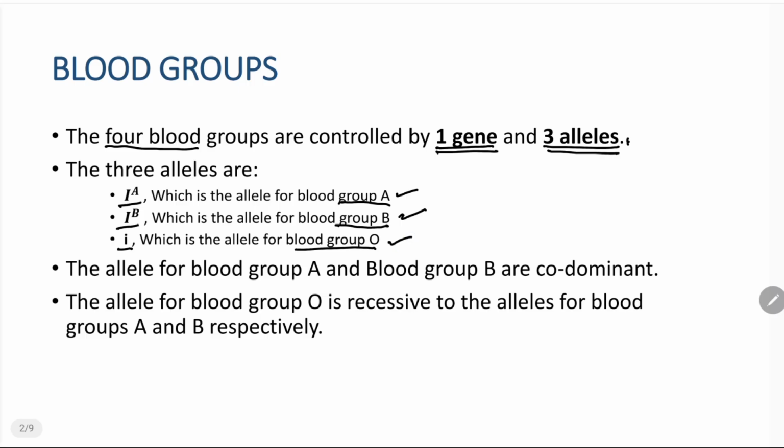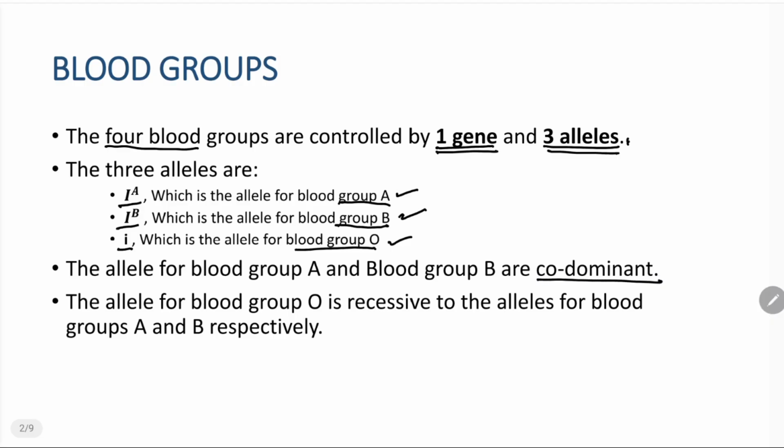What we can note here is that the allele for blood group O, which is small letter I, is recessive to the allele for blood group A. It is also recessive to the allele for blood group B, right? So the allele for blood group A is dominant over the allele for blood group O. The allele for blood group B is also dominant over the allele for blood group O. But the alleles for blood group A and the alleles for blood group B are what we call codominant.